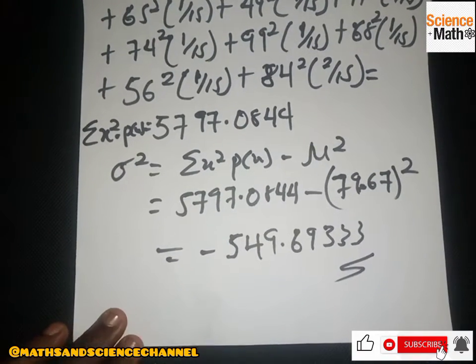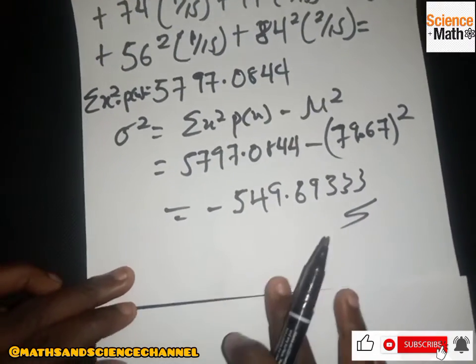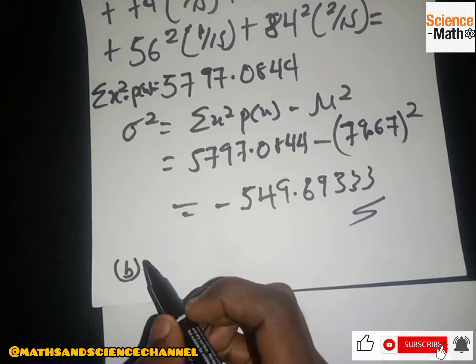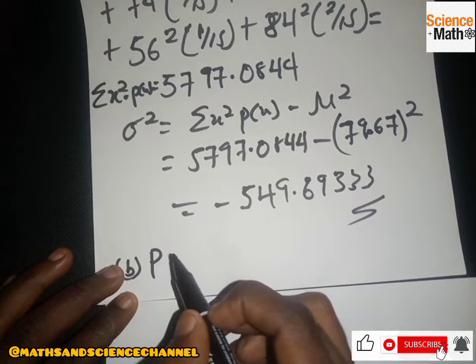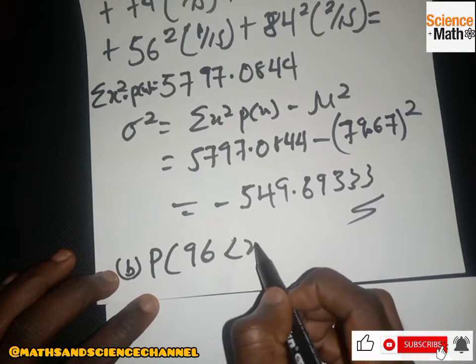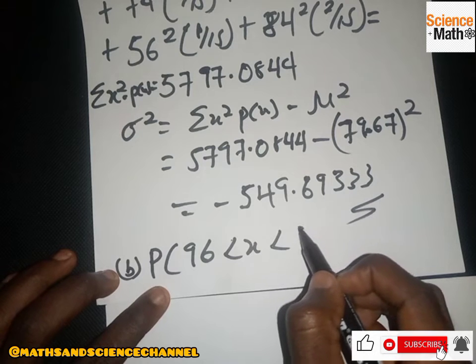Now let's look at the next one. The B part says that we should find the probability. So the next question says we should find the probability that 96 is less than s, which is also less than 99.